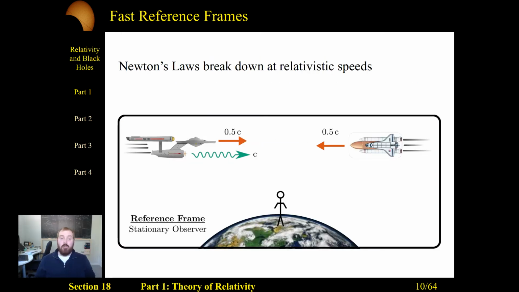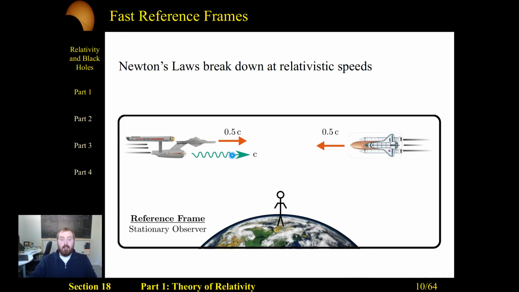First thing I have to say is Newton's laws, they break down at these relativistic speeds. Velocities are not just going to add up anymore. So here's the picture. You are an observer, stationary relative to the Earth. And you see the spaceship and the shuttle flying towards each other at half the speed of light. And the spaceship fires a photon torpedo.